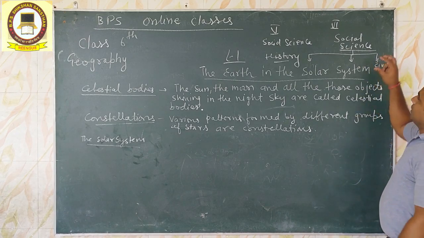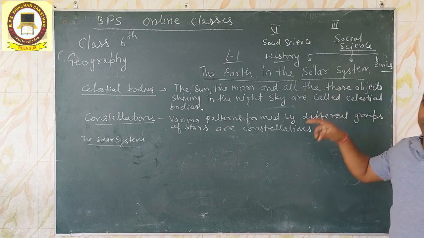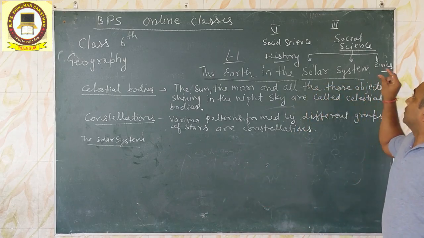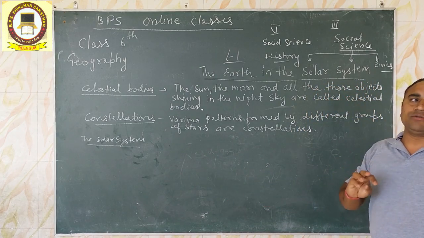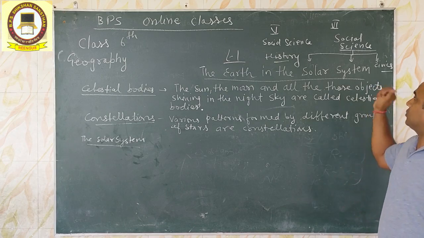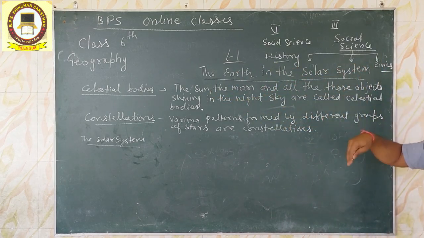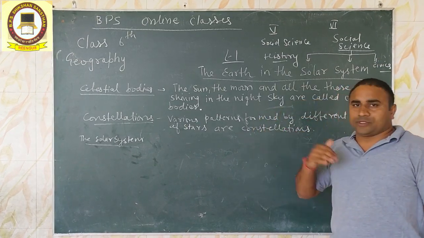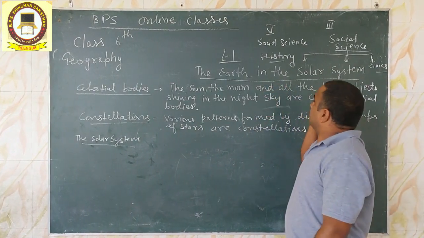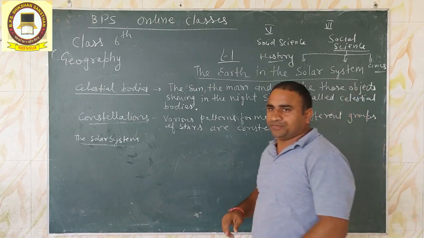I repeat, when you come to the 6th class, you see your book is divided into 3 parts of social science. One is history, second is geography, and third is civics. Today we discuss your first book, geography, lesson first, the Earth in the solar system.